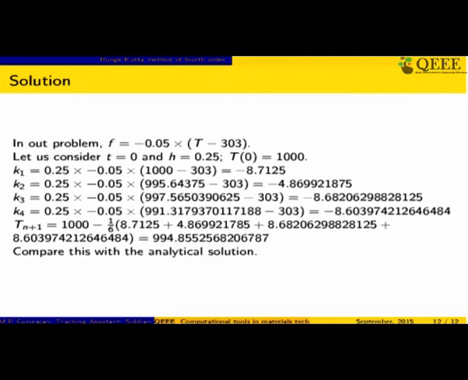So this is the method that is used, and I have done the computation. Let us take our problem. t is 0, h is 0.25, T is 1000. So in one step I am trying to calculate the values, and if I do the computations, then I get that after 15 minutes the temperature would have reduced from 1000 to 994.855. So this is the solution I get. You can compare this with another solution.